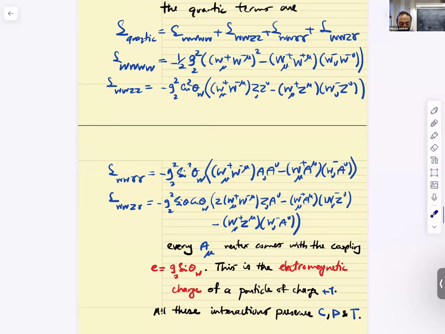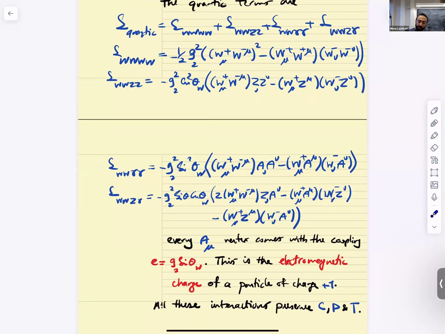Notice that all of these interactions written down separately preserve C, P, and CP, otherwise known as T. Hopefully you can go back to your notes from QFT1 and see how C was transforming, P was transforming, and so on.